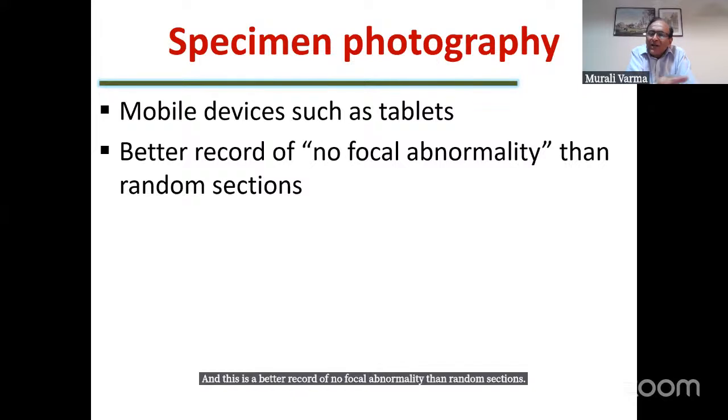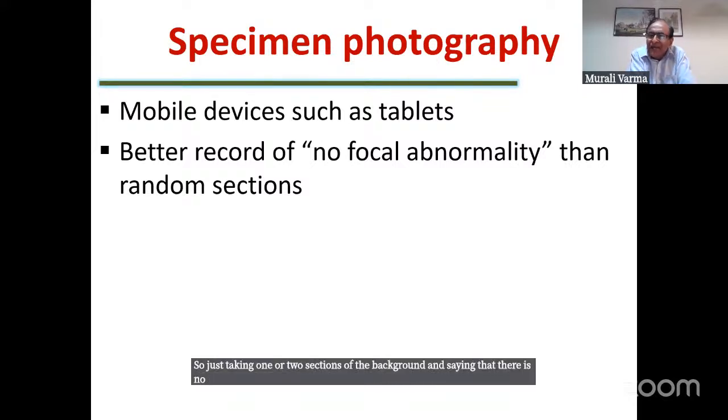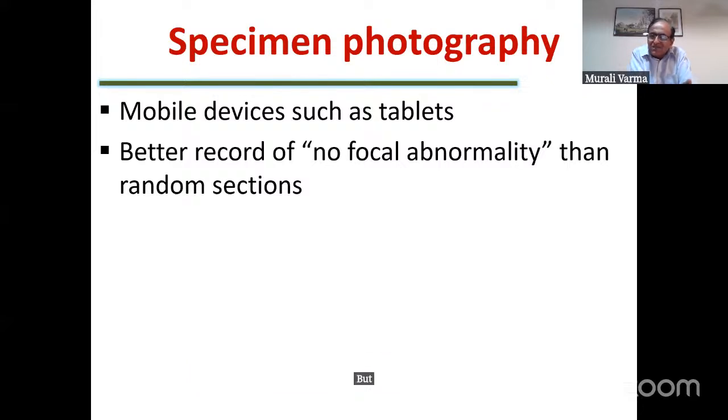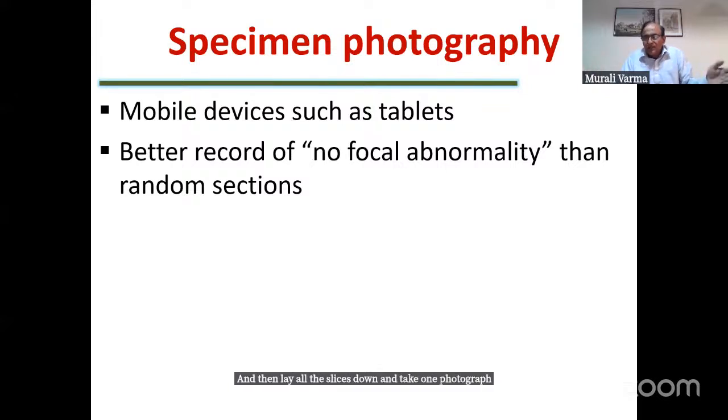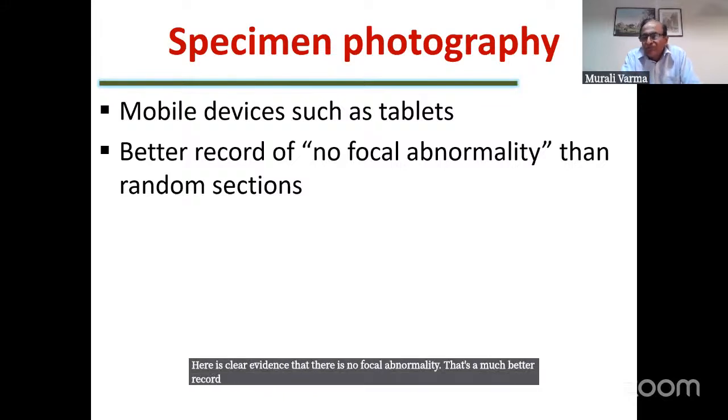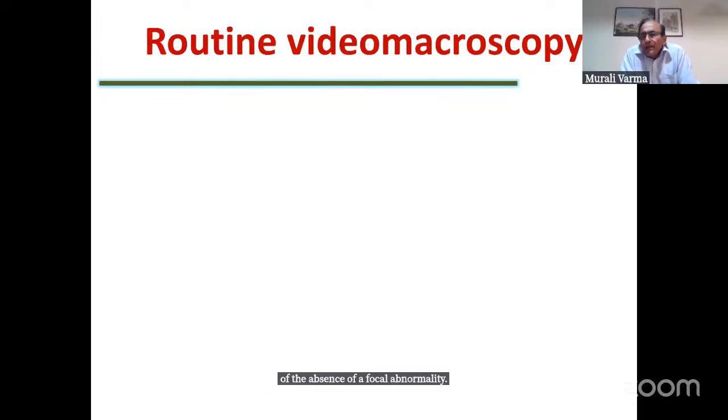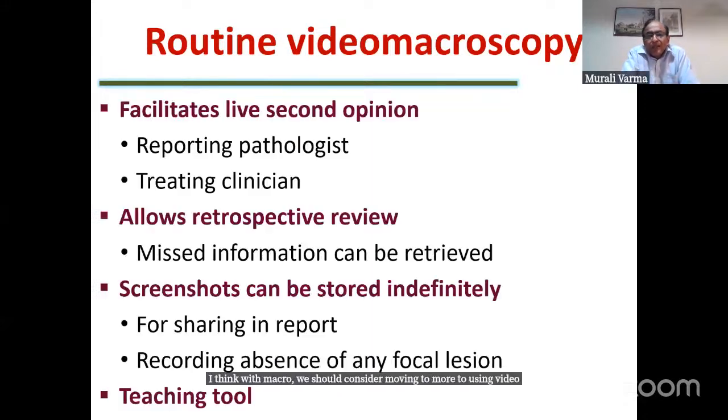Just taking 1 or 2 sections of the background and saying that there is no focal abnormality doesn't mean anything. But if you take slices, lay all the slices down and take one photograph and say, see, here is clear evidence that there is no focal abnormality, that's a much better record of the absence of a focal abnormality. And I think now in the age of digital pathology, with macro, we should consider moving to using video macroscopy more.